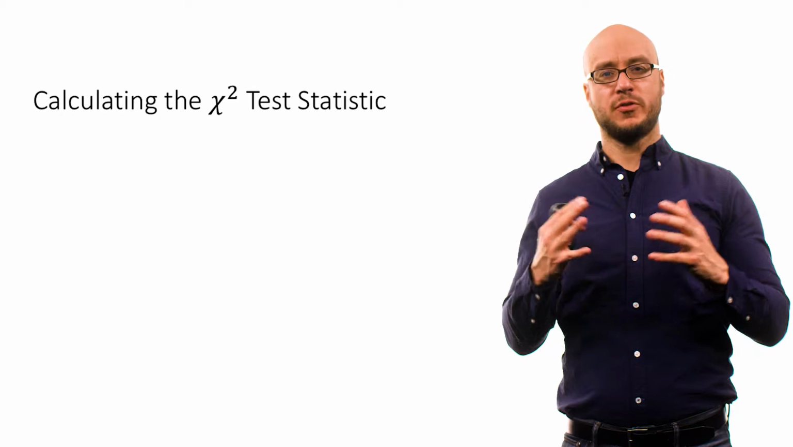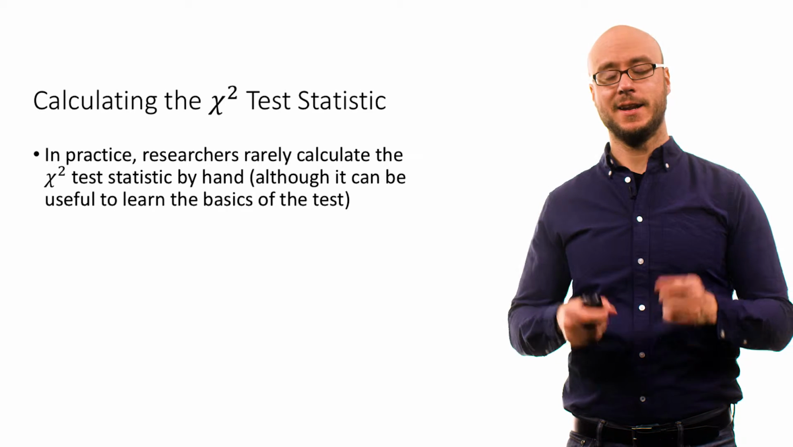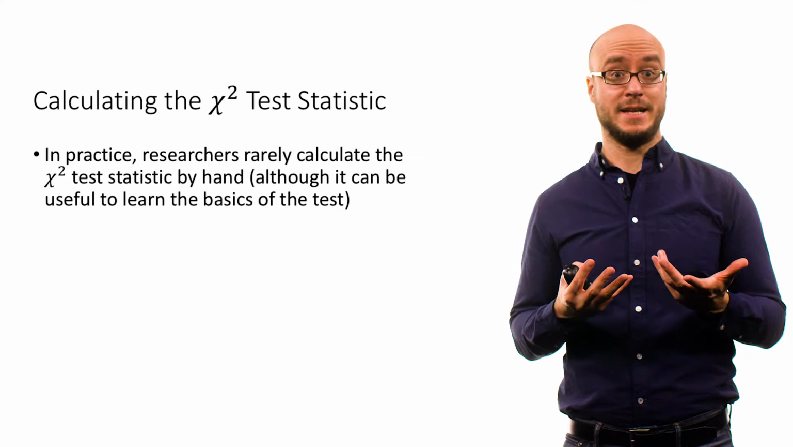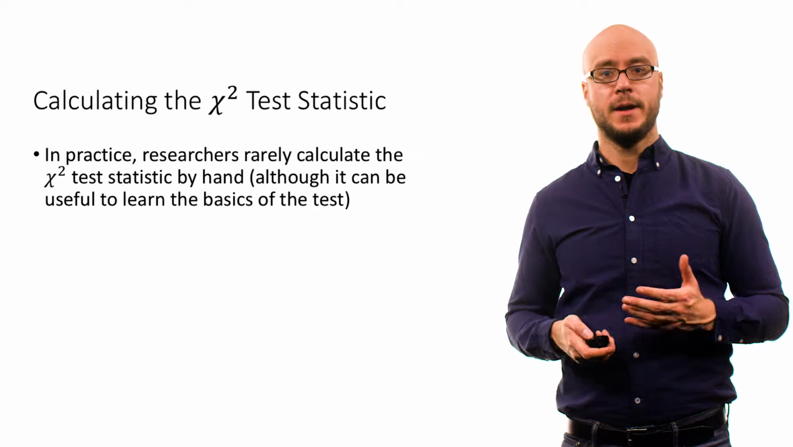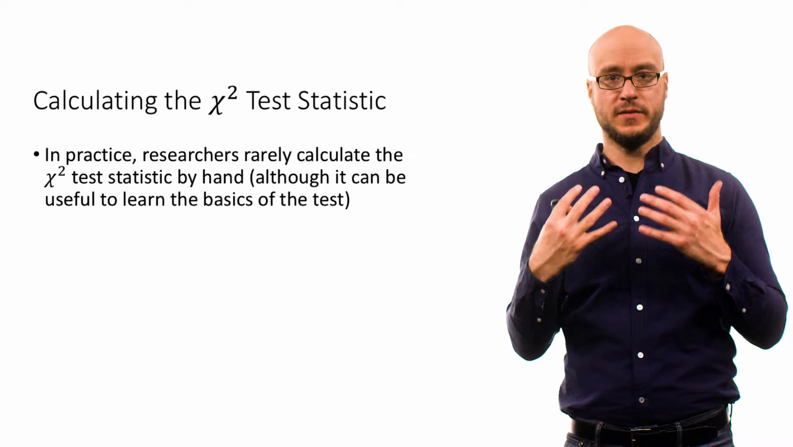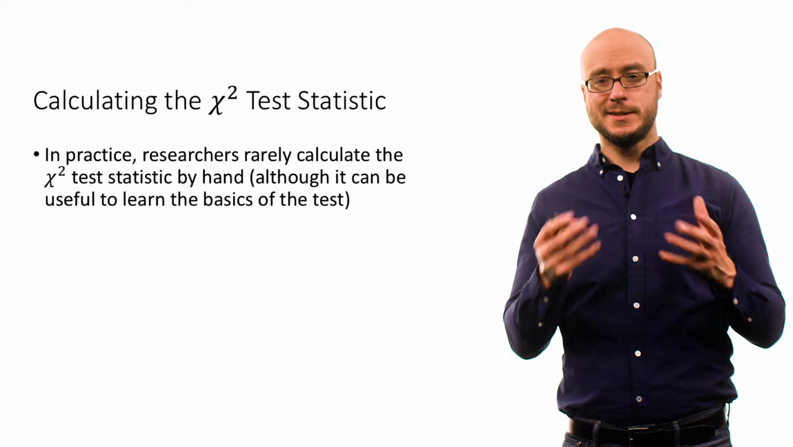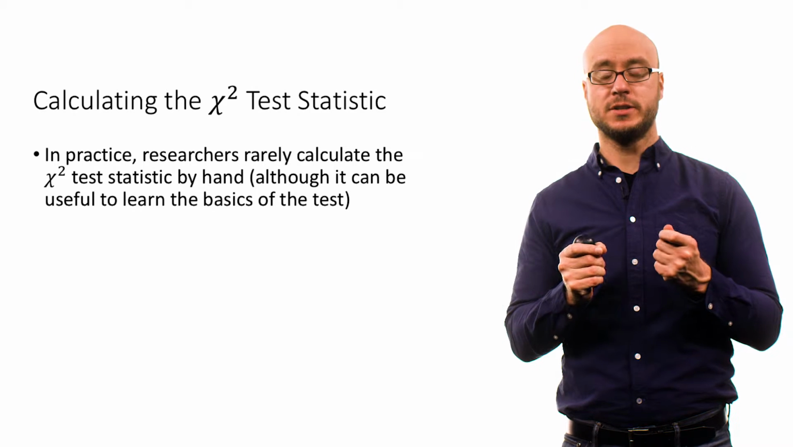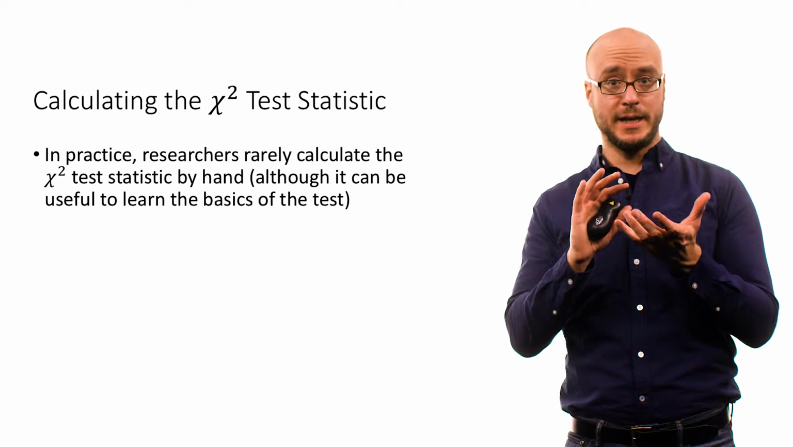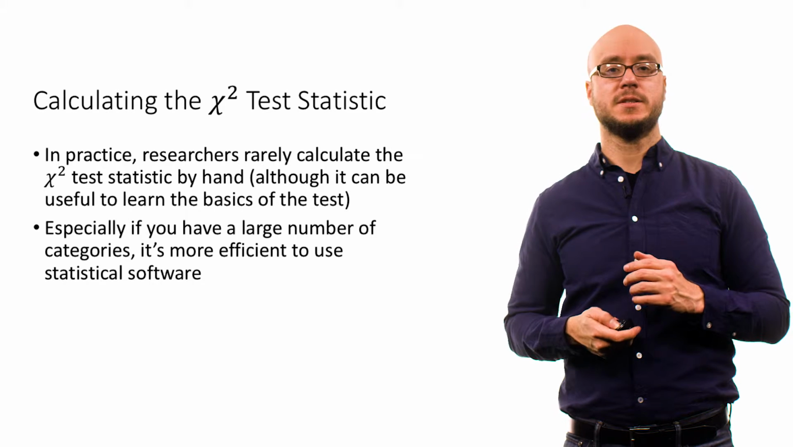So we have gone through the chi-squared test statistic in terms of calculating it by hand. In practice, researchers rarely calculate this particular test statistic manually. It is important to do it so that you understand the mechanics of the chi-squared one-way goodness of fit test, because you can see that it really is a function of these observed and expected frequencies or counts, meaning the more different those are, the larger the chi-square test statistic.